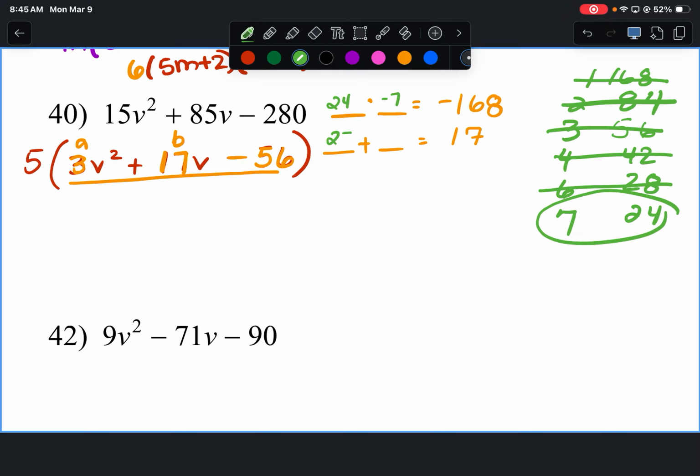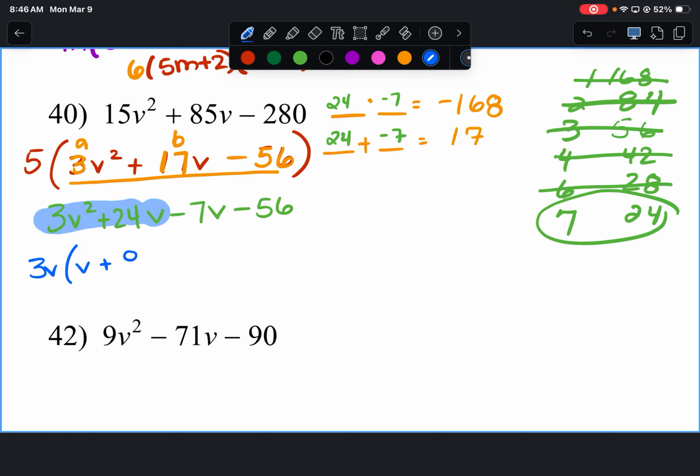Now, can I use the shortcut for this problem? No, because our A is not 1. So we do 3v squared plus 24v minus 7v minus 56. And then we group. So let's group the first two together. What is their greatest common factor? 3v. Which leaves us with v plus 8.